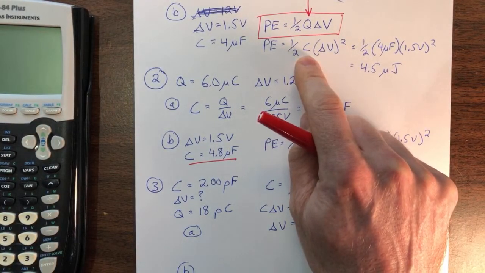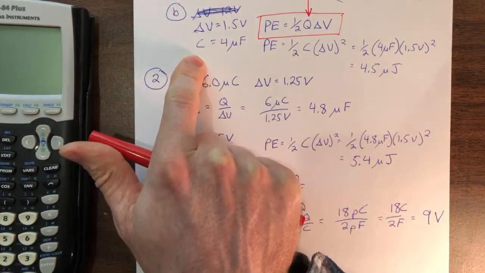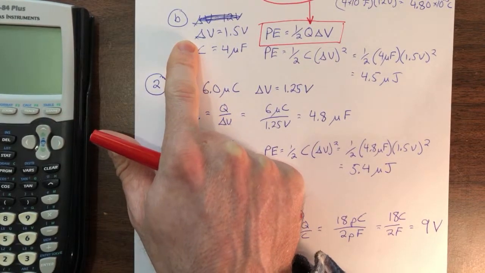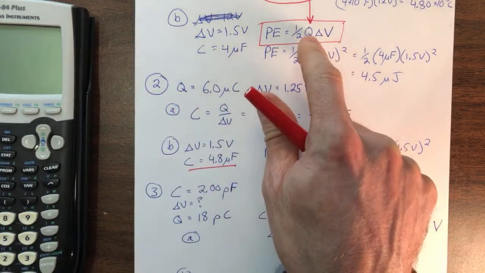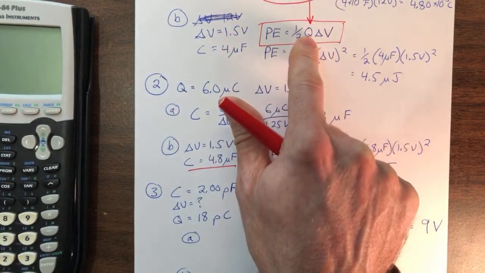Okay, but why do we use the 1/2? We used this one simply because we didn't have Q, right? So if we didn't have Q, we just had delta V and C, we have two options. Either we first solve for Q or we substitute for Q. And we know what Q is because Q is C delta V. So I just plugged it in.